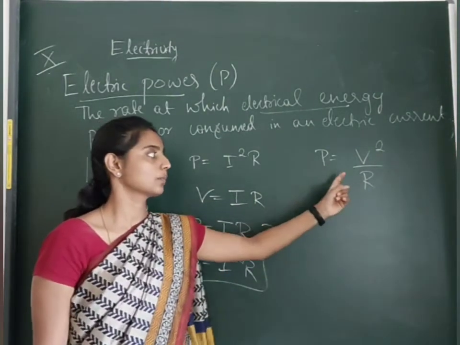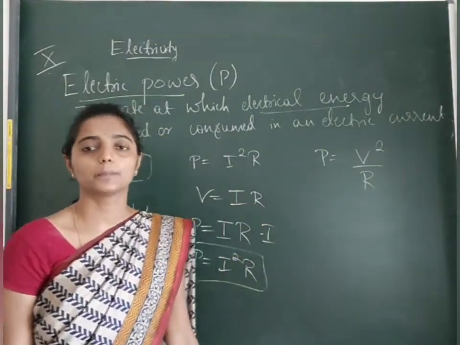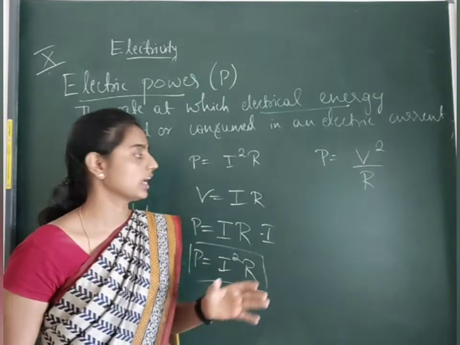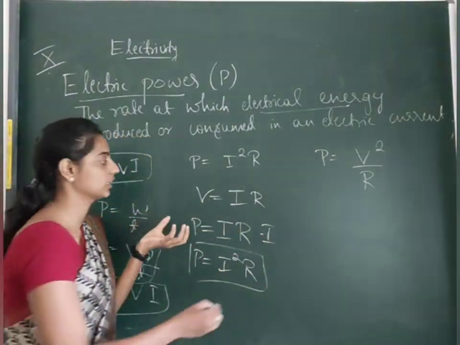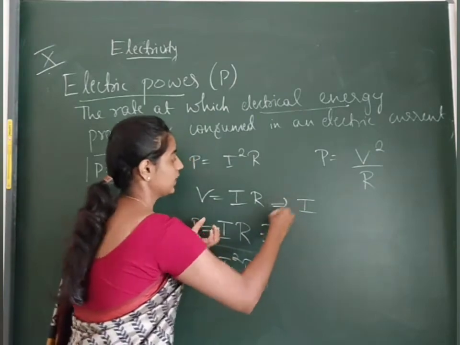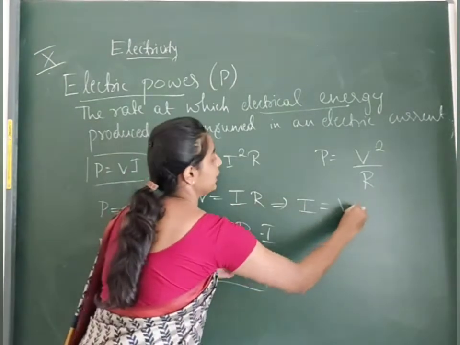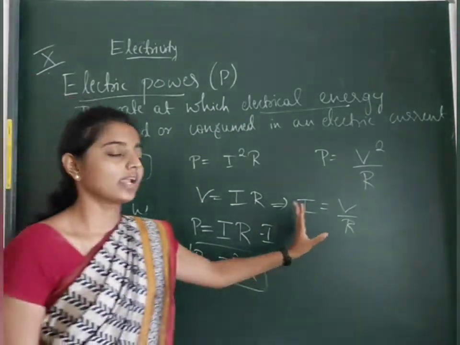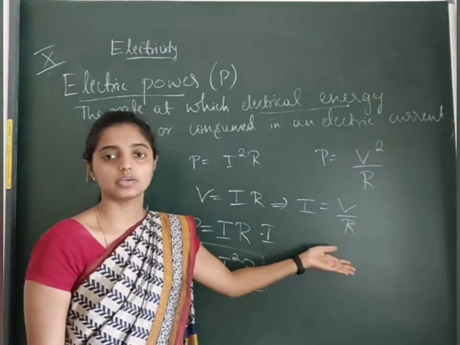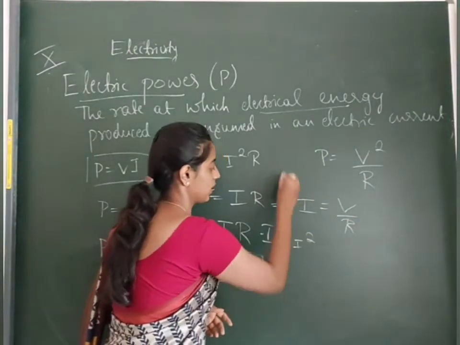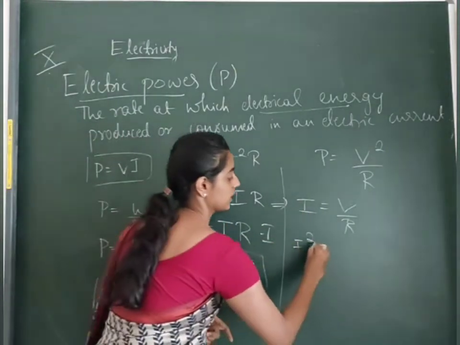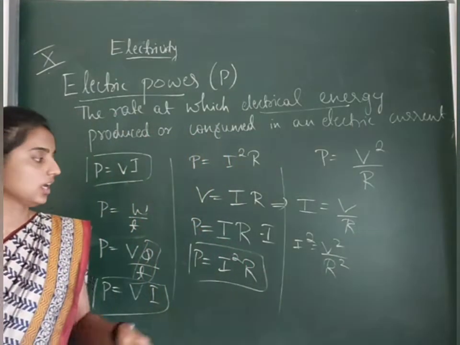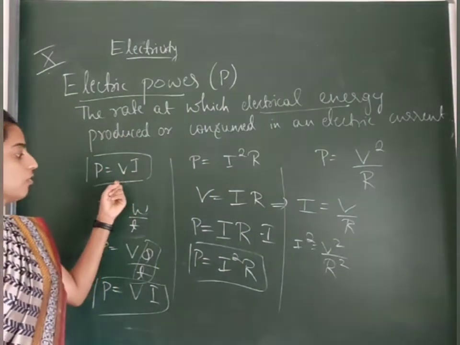Now how did we get the equation P is equal to V square by R? Again let us take Ohm's law, V is equal to IR. Now let us take I outside. What happens if I take I outside? I is equal to V by R. This is the equation I get. If I square both sides of this equation, I will get I square is equal to V square by R square. Clear?